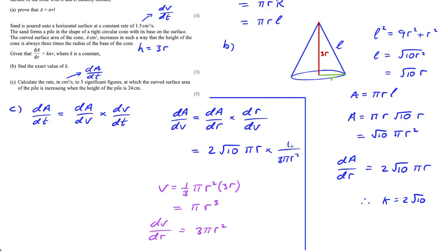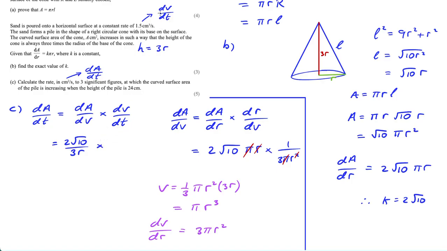Now, I'm aware, guys, this question is tricky, and I'm figuring it out as I go along, so if there's an easier way to do it, fair enough. Those pi's cancel, and this r cancels, so I'm left with 2 root 10 over 3r. So here I'm going to write this is equal to 2 root 10 over 3r times dV/dt.